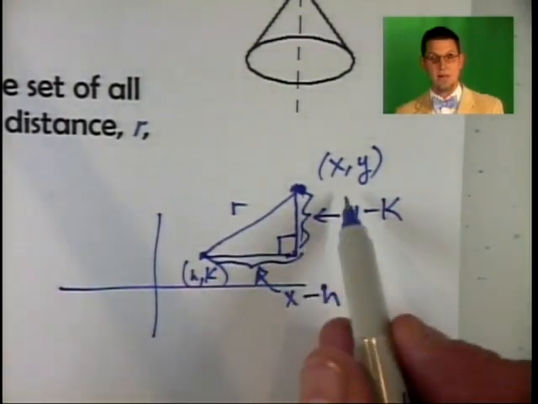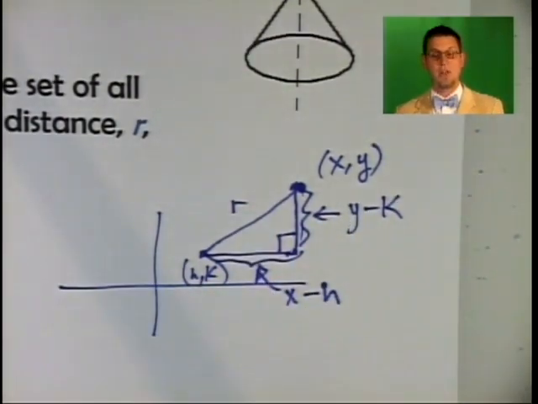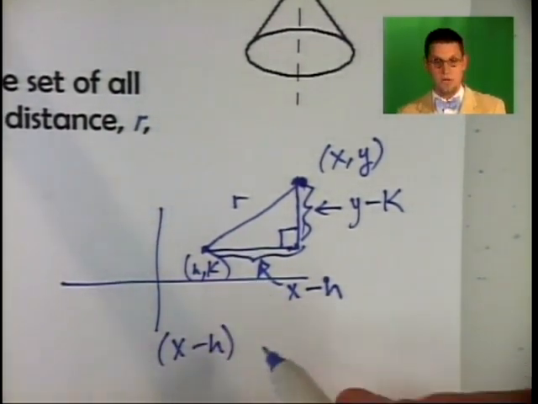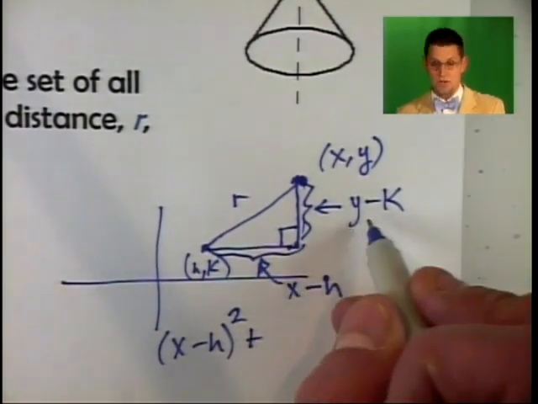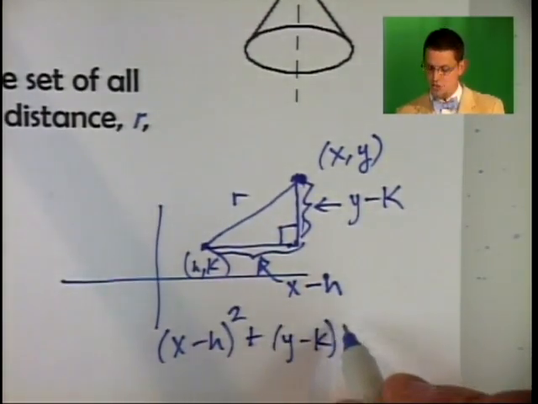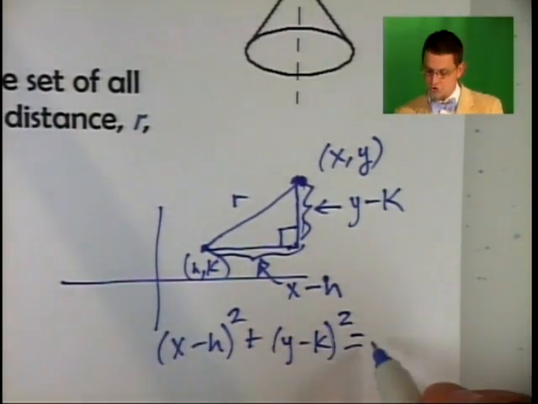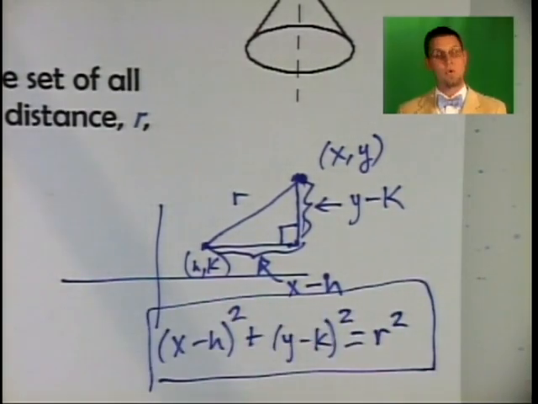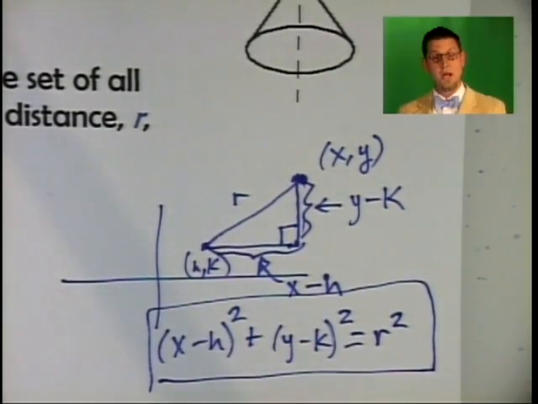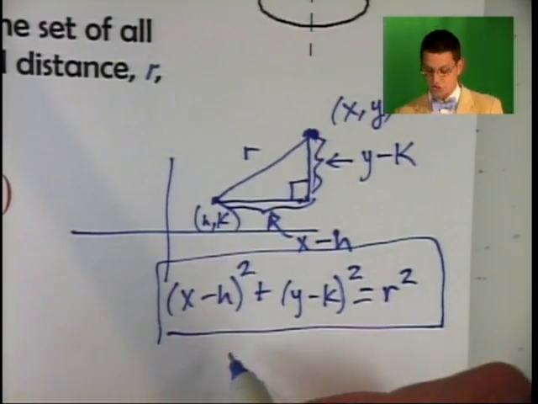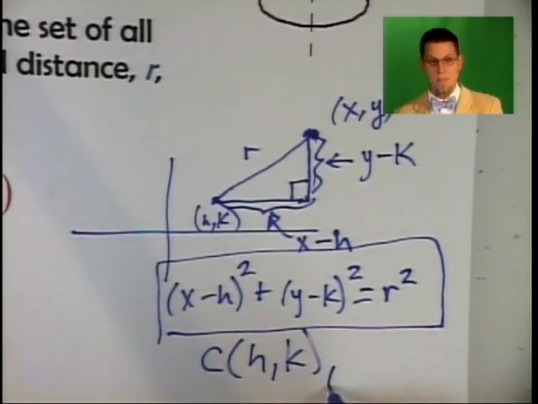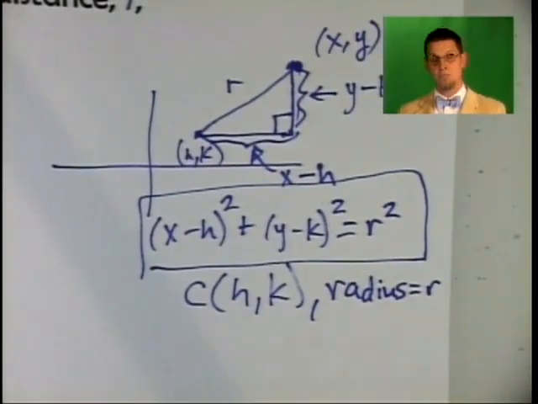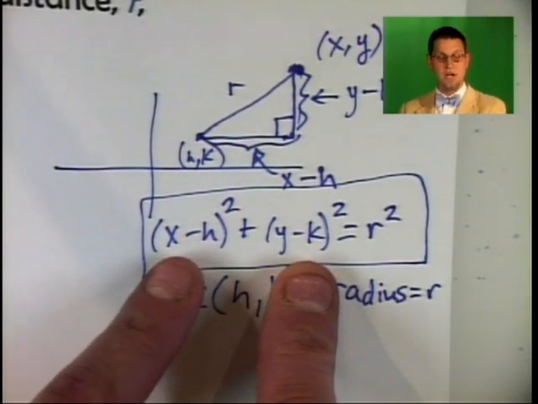So now I have the two short side lengths, and I have the hypotenuse. By the Pythagorean theorem, we get x minus h, the horizontal side length, squared, plus the vertical side length, y minus k, squared, is equal to the hypotenuse, which is r squared. And this right here, believe it or not, is what we call the standard form for the equation of a circle that has a center at the point h, k and a radius of r. So a circle's definition by way of the Pythagorean theorem gives us the standard form equation.